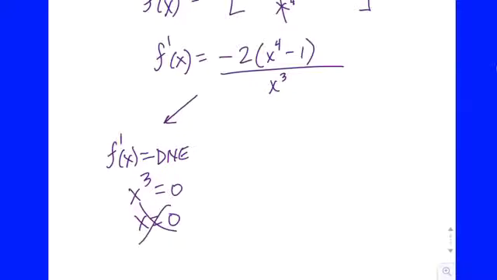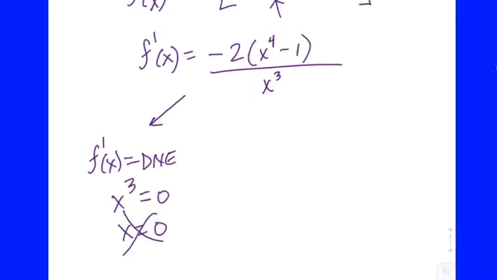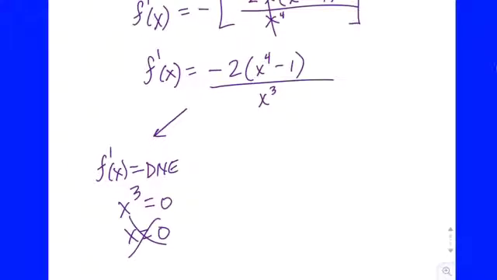No. Okay, so I'm going to cross him out. We've already got 0 on the roster. He's going to be in the chart as a vertical asymptote. Your discontinuities that are not in the domain, they are going to try and sneak into the critical value club, because the derivative is certainly undefined when it's undefined itself.